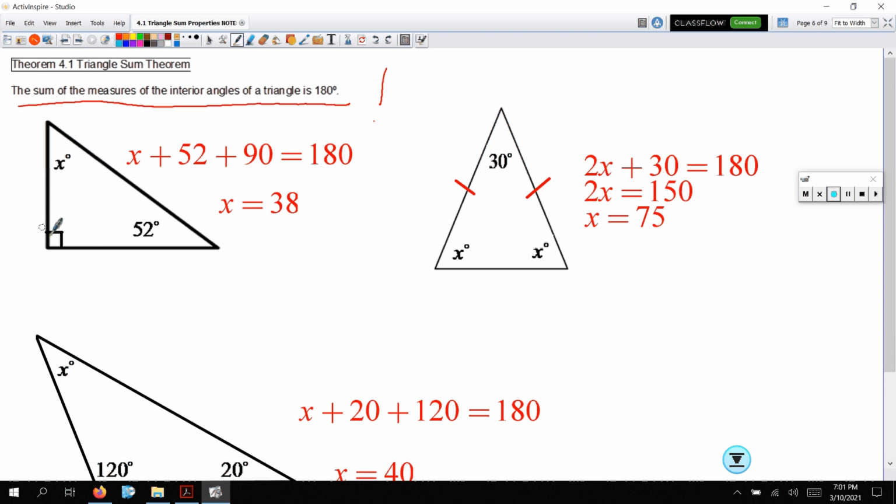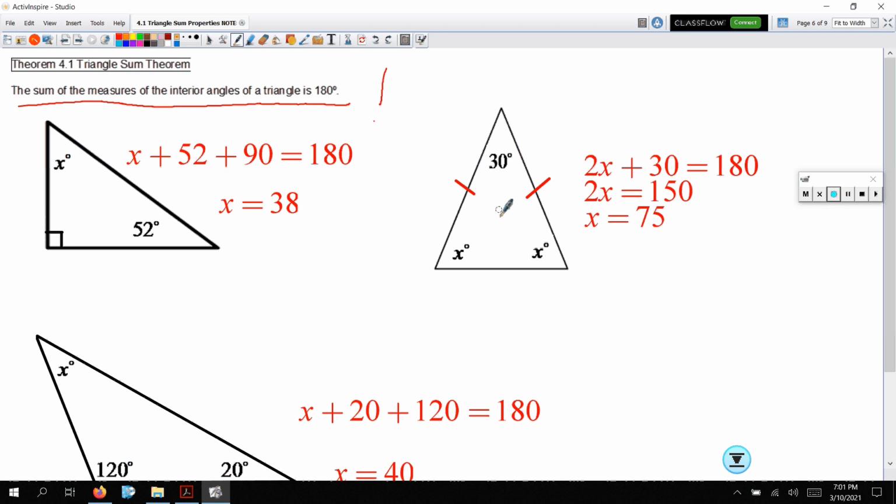So here I have a right triangle. Remember, this is 90 degrees. So x plus 52 plus 90 all equals 180. Or if you want to take 180 and subtract your other two angles, you will find x. So this is 38 degrees here.